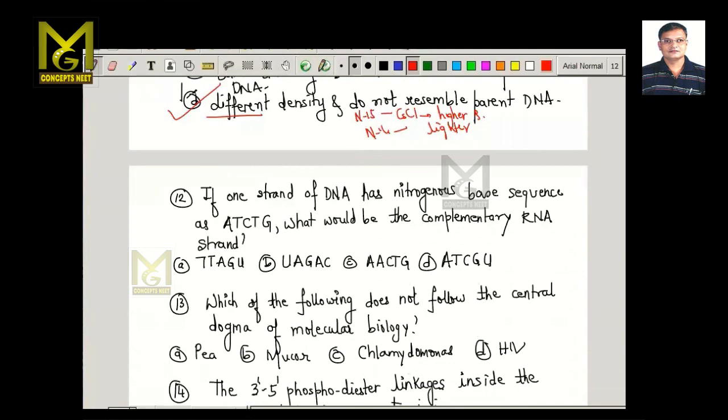If one strand of DNA has the base sequence ATCTG, what will be the complementary strand? They have asked for the RNA strand. In case of RNA, A combines with U and G combines with C. So if we have A, we have U here, as there is no other combination which has U. So this A has to be U. Then it has to be A. Then it has to be G. Then it has to be A. Then it has to be C. So the correct complementary base pairing of RNA in this case is B.